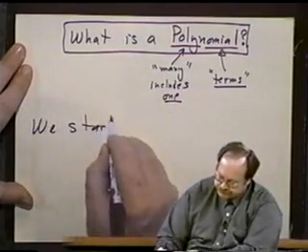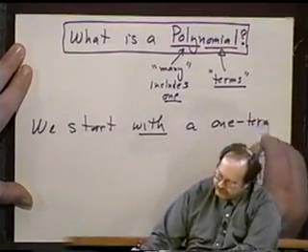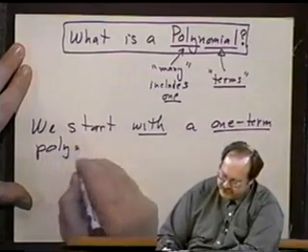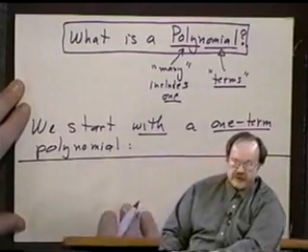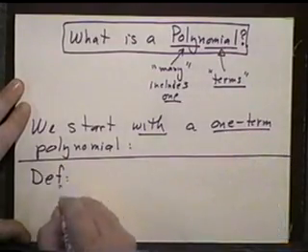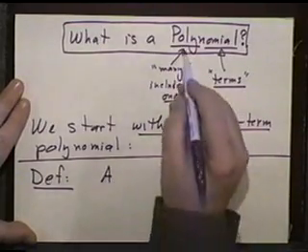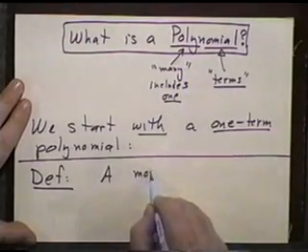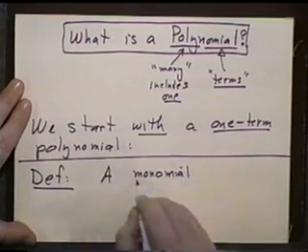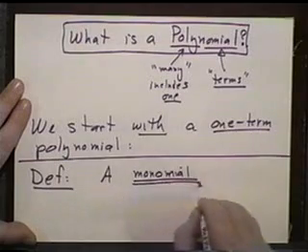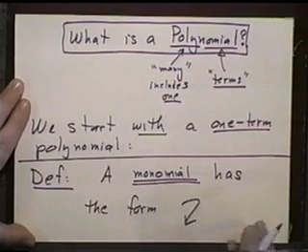We start with a one-term polynomial. So we start very simply, and we'll work our way up to the general case. So here's the definition I'm going to write down. And the next page will have even more, but I can start it here. Definition A, well, what will I call it? If that was poly, we'll use another root from a dead language. We'll use monomial. A monomial has the form, and I'll go to the form on the next page.